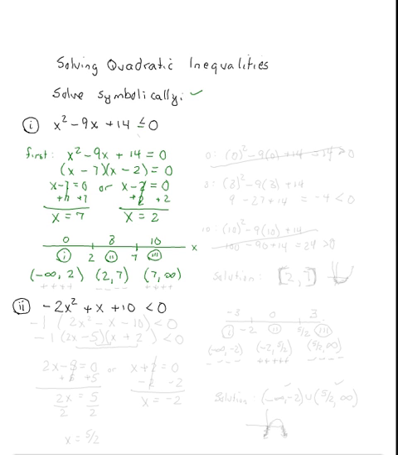So our first value, when x was equal to 0, we would have 0 squared minus 9 times 0 plus 14. Well, this is actually going to be equal to 14. 14 is bigger than 0. So I know I am not interested in region 1. My second value, let's test the number 3, which means we would have 3 squared minus 9 times 3 plus 14.